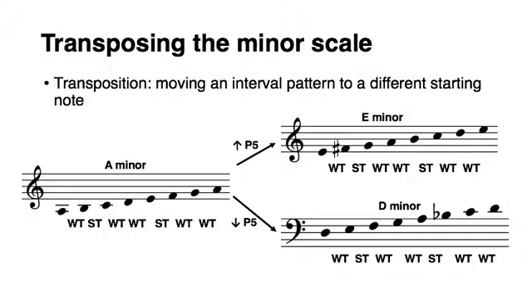Here I have transposed the A minor scale by an ascending perfect fifth to E minor, and also by a descending perfect fifth to D minor here. The results are the E minor scale and the D minor scale, both of which need accidentals as predicted in order to abide by this pattern of whole tones and semitones of a minor scale, the so-called DNA of a minor scale. Notice that E minor, a perfect fifth up from A minor, needs 1 accidental, namely 1 sharp.